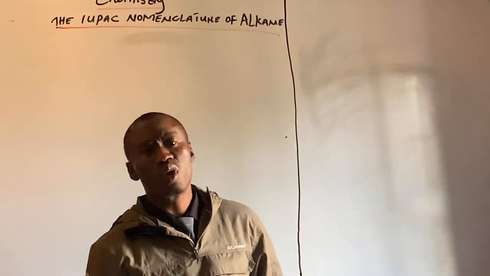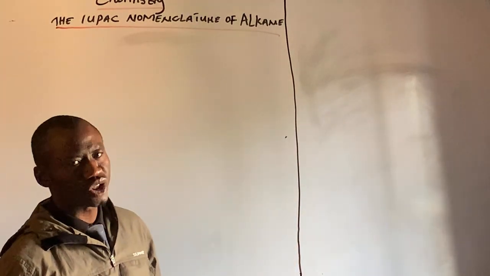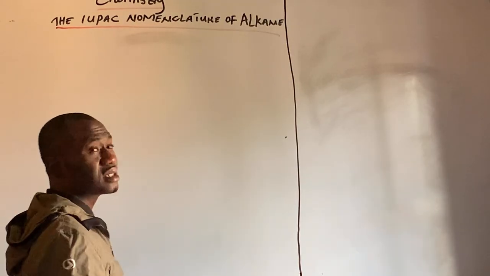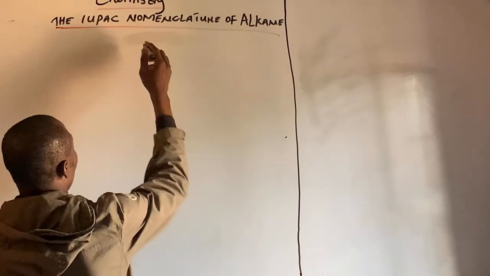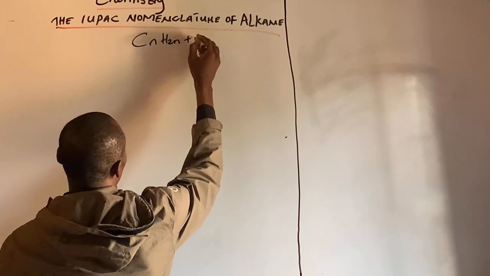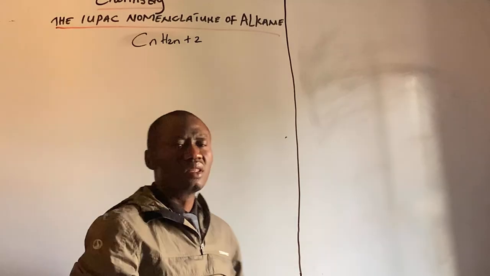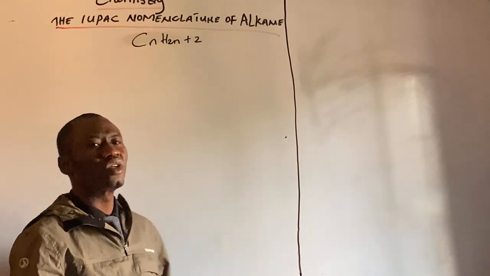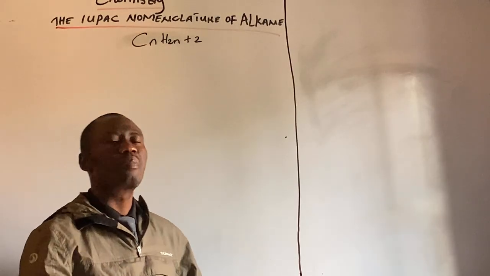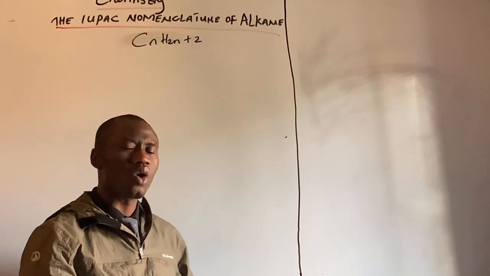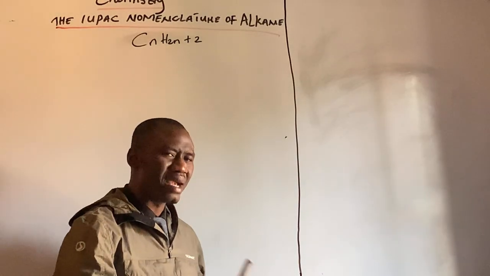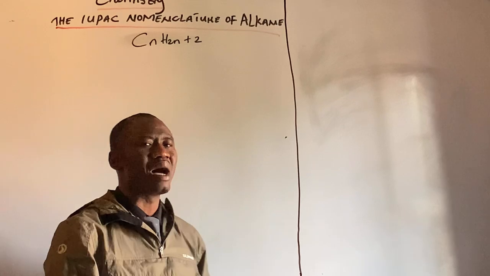In this video, we want to learn the IUPAC nomenclature of alkane. Now, if you look at an alkane, it has a general formula of CnH2n+2. This video is for those who have not named an organic compound before, and also for those who are professors or pros in naming organic compounds. We want to start step by step, and then we'll go to the most complex compounds.